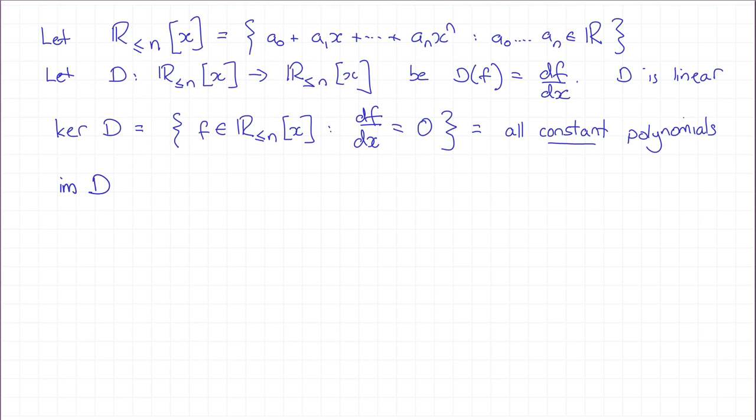So let's now think about the image of D. What can we say about the image of the differentiation map? So one thing I can say is that if you differentiate a polynomial which has got degree at most n, then the result will be a polynomial of degree at most n minus 1, because when you differentiate a polynomial, its degree goes down by 1, or if it was a constant, its degree stays at 0. So that tells us something about the image. It tells us that the image is contained in the set of all polynomials of degree at most n minus 1.